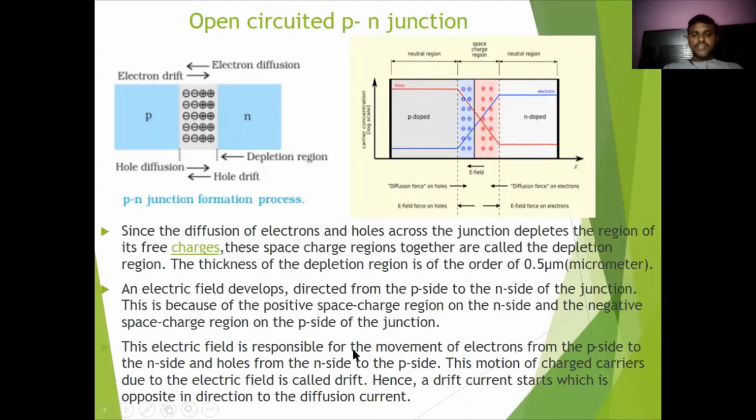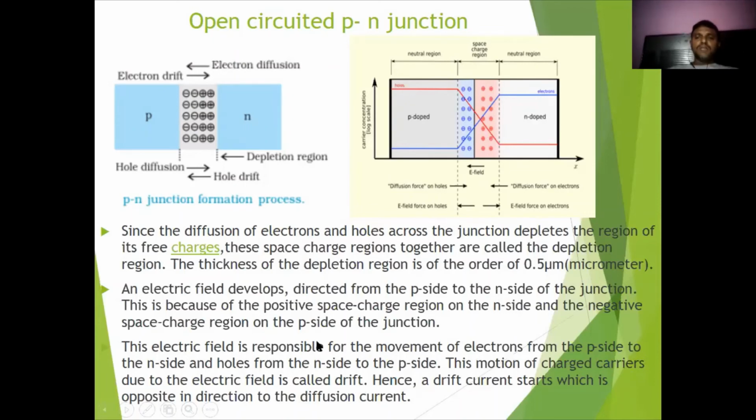This electric field is responsible for the movement of electrons from the P side to the N side. Whatever electrons are minority carriers from the P side to the N side, they are attracted because of what? This positive electric field. Similarly, the holes that are minority carriers present in N type will be attracted towards the P region, that is due to the negative electric field. That's the statement here. This motion of charge carriers due to the electric field is called drift.